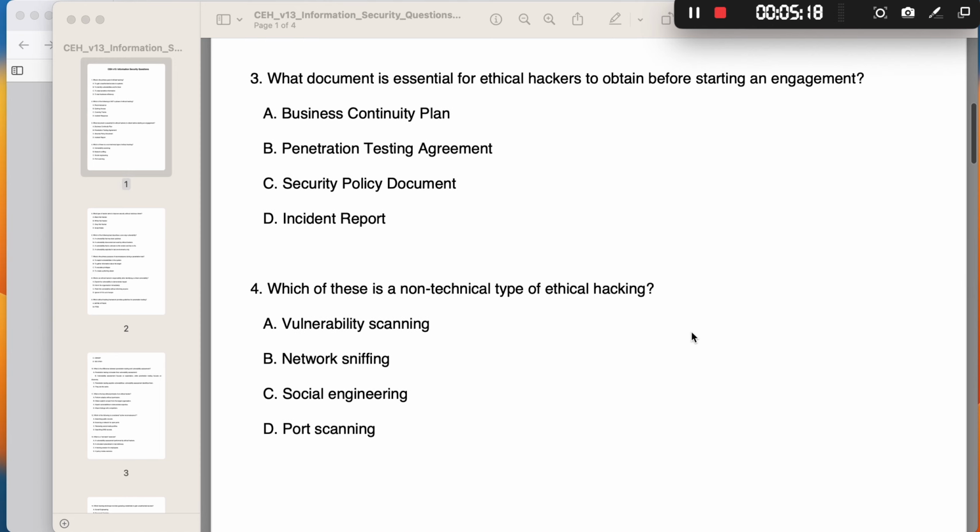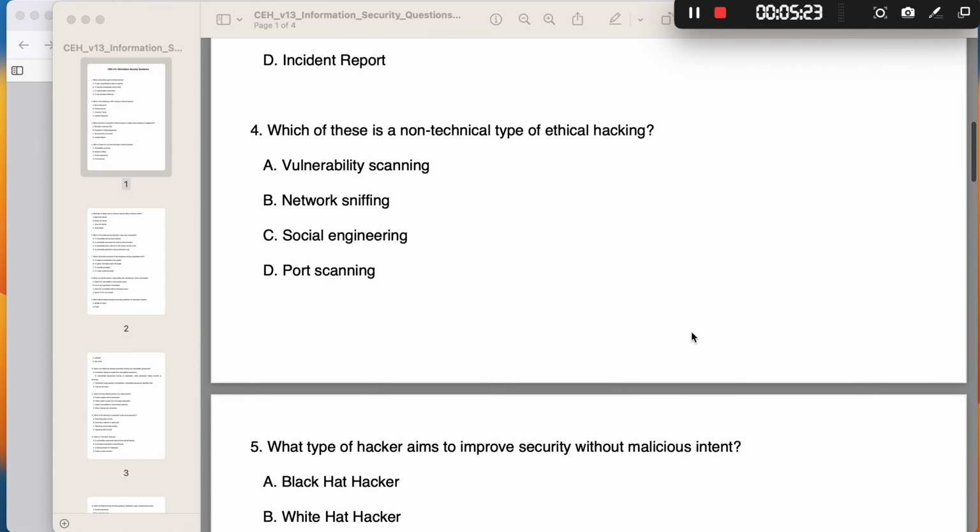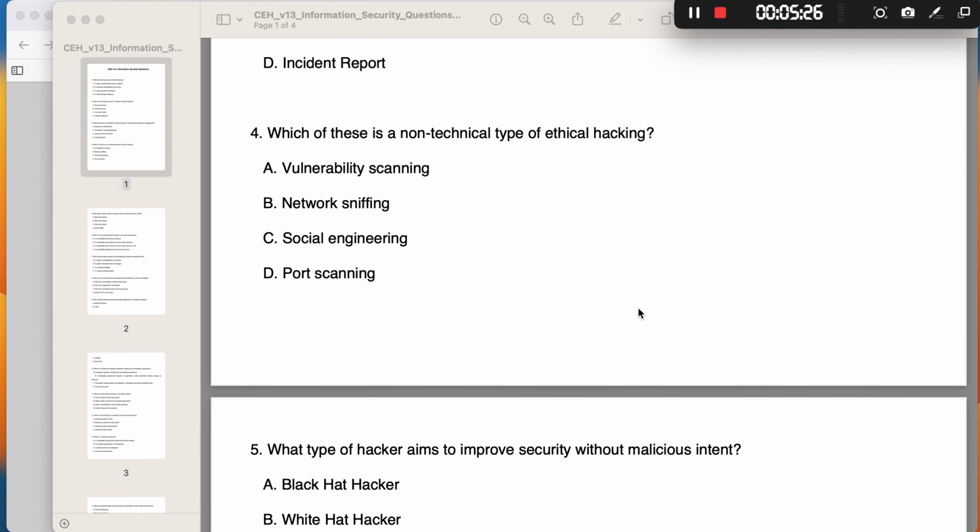Which of these is a non-technical type of ethical hacking? What do you think the right answer is? The correct answer is C. Social engineering is just the gathering of information, putting the information together, putting two and two together. You're utilizing your analytical thinking, not so much your technical skills, to come up with the right answer or the right procedure for what you are doing.